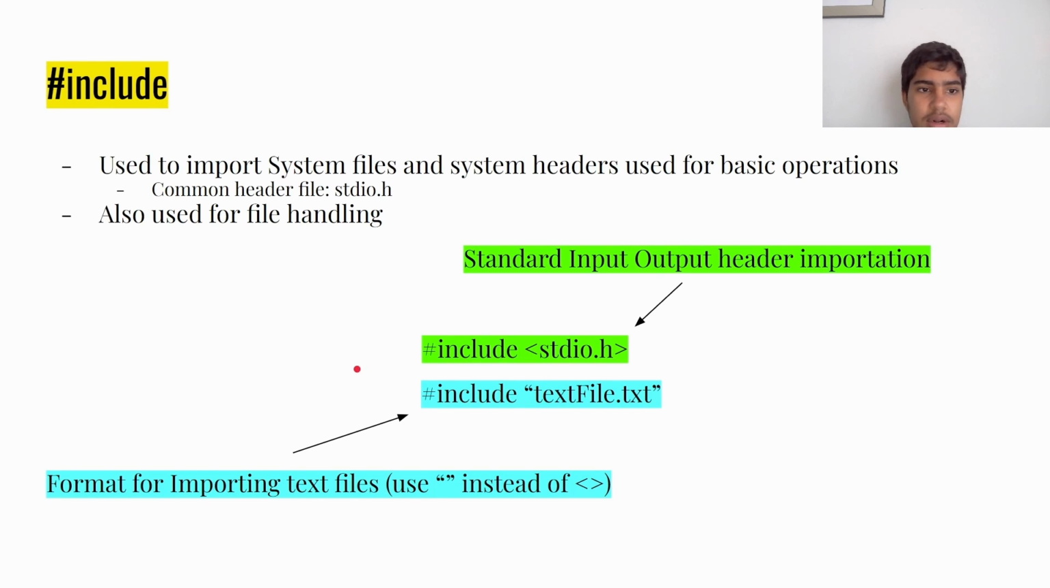And then we have our hashtag include function. These are used to import system files and system headers that are used for basic operations. For every code we've done, we've always used stdio.h, which is standard input output, and .h means header file. These can also be used for file handling. So this is how you import your header files. You just do hashtag include, and then you use stdio.h or whatever you have, like math.h or anything. And when you want to import text files that are locally based on your system, you do hashtag include, quotes, and then you write your file name .txt or .h, whatever you have, and then end quotes.